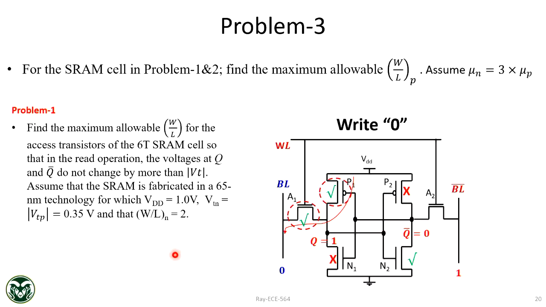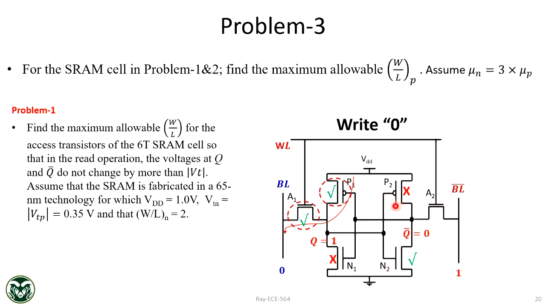So it's basically a continuation of the same problem. Talking about the same parameters: threshold voltage 0.35, supply voltage 1 volt, NMOS transistors 2. Now we want to find the maximum allowable PMOS transistor size. We have already sized the access transistors and NMOS. The access transistor we know can go as large as 7.4, or the safe size will be 2.